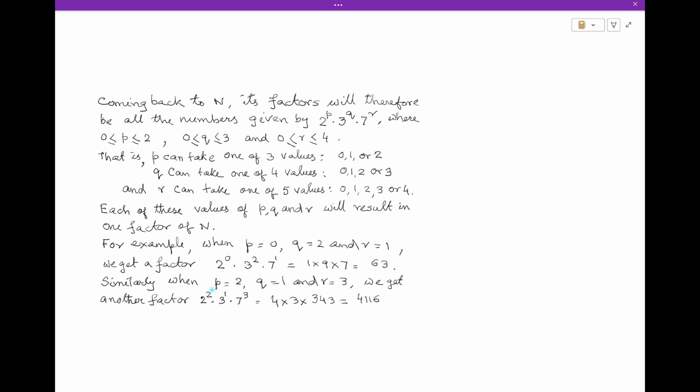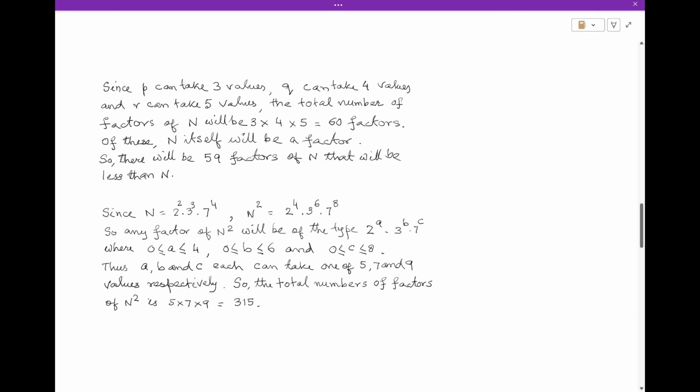Similarly, when p is equal to 2, q is equal to 1 and r is equal to 3, we get another factor, 2 to the power of 2, 3 to the power of 1 multiplied by 7 to the power of 3. That is 4 multiplied by 3 multiplied by 343, that is 4116.